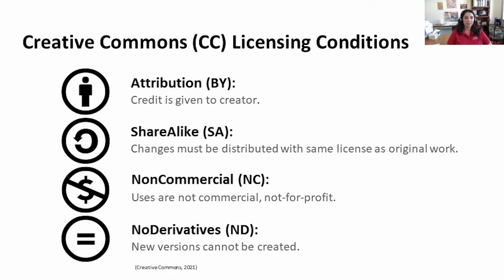The third licensing condition is a circle with a dollar sign, but with a slash mark in the middle of it, and that means non-commercial. That's a condition that means that a work can be used as long as it's not for commercial purposes and not for profit. And then finally, you have an equal sign surrounded by a circle. This is known as no derivatives. And this means that new versions cannot be released.